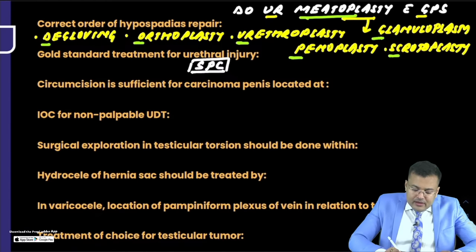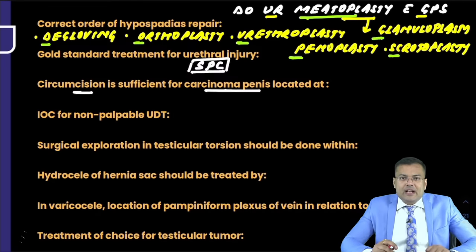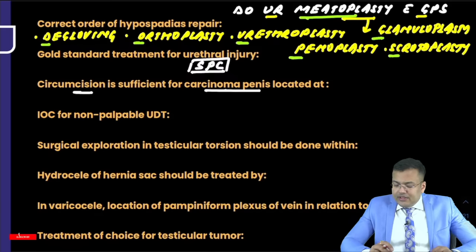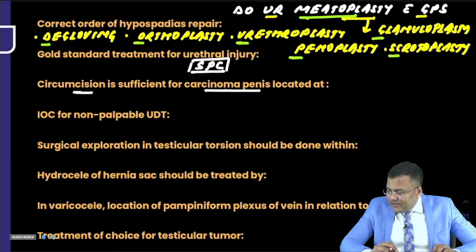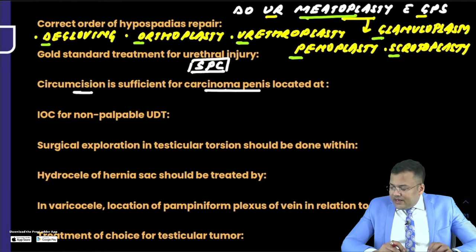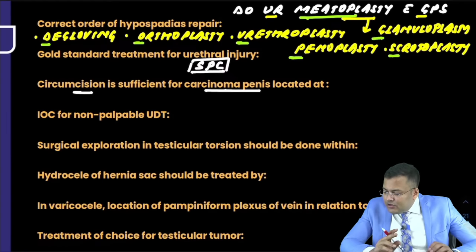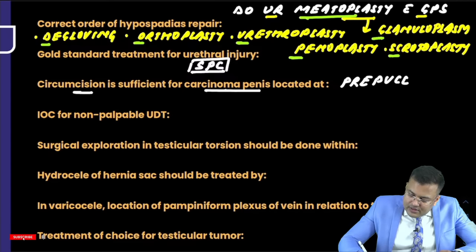Next, tell me, circumcision, is it sufficient for carcinoma penis located at? Let me see who is the first person to reply. Exact site. Uma, tell me exact site. Sarvesh Dube, first person to reply. It is prepuce. Very good. So, if it is located at prepuce, we go for circumcision.